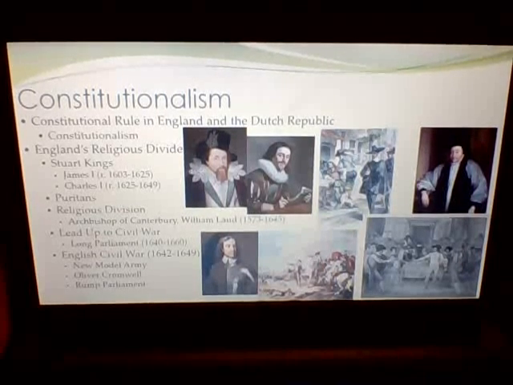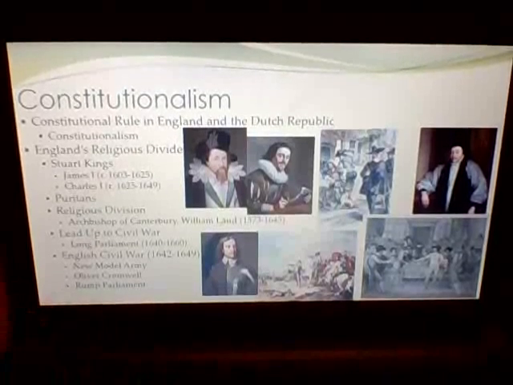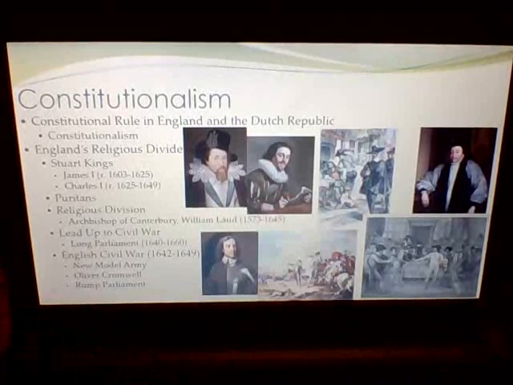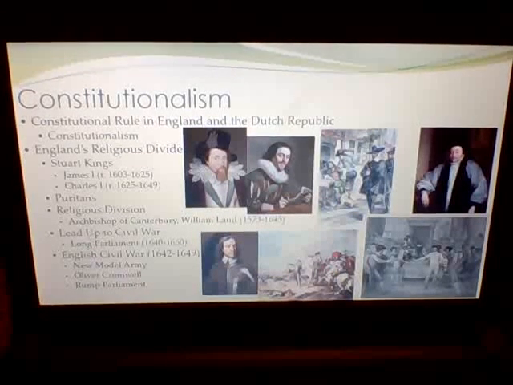And basically, if you go live in Massachusetts and you don't follow Puritan orthodoxy, then you're banished because you're not living the Christ-like lifestyle. Remember, these are Calvinist people, so they're very elect-minded and so forth and so on. Anyway, so you see a lot of religious division taking place.